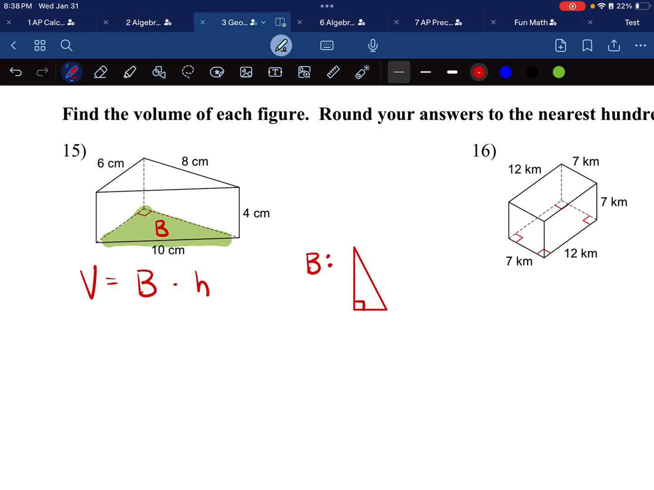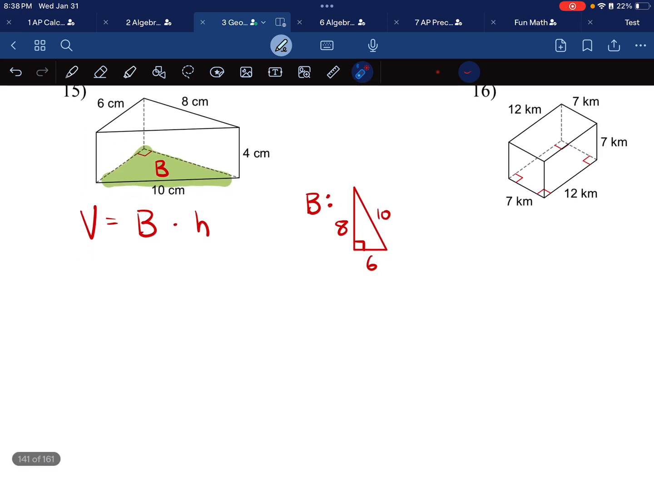This length and this length are the same, so this shorter length is 6. I know that this length and this length are the same, therefore this length right here is going to be 8. And I don't really need it, but if I wanted to, I can say that length is 10. This is one of those special right triangles that you should know, 6, 8, 10. It's kind of like the 3, 4, 5, but doubled, right? 3, 4, 5, yeah.